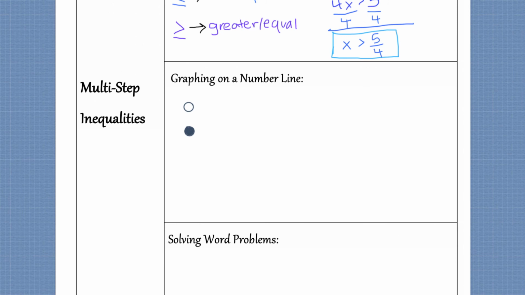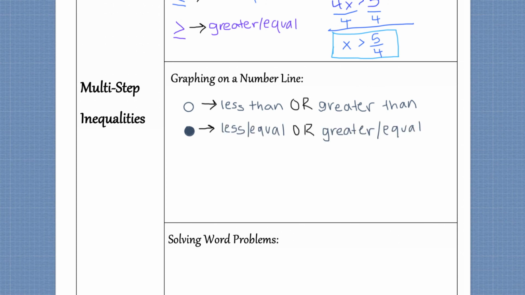So when you see an open circle, which means a circle that is not filled in, that means that the sign that was used in the very end was either a less than sign or a greater than sign. When you see a closed circle or a circle that is filled in, that means that the sign that they ended up using was either a less than or equal to sign or a greater than or equal to sign. So I'm going to show you guys an example.